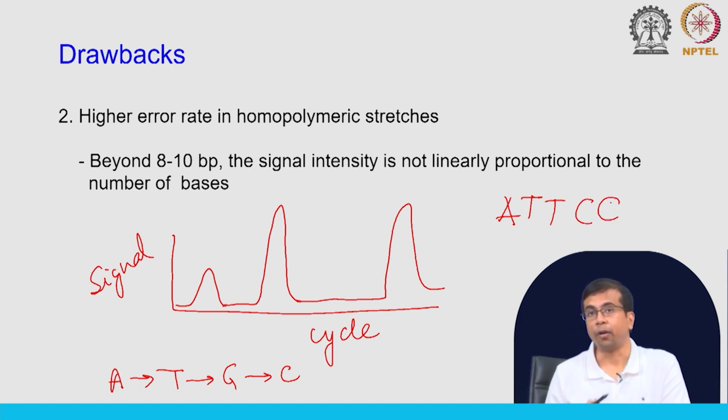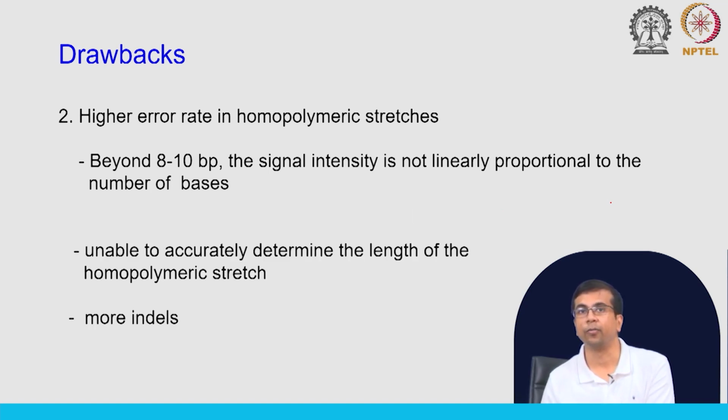Now, the problem is that beyond 8 to 10 base pairs this signal intensity is not proportional to the number of bases, okay. As we have seen in the case of 454, this tends to saturate, which means beyond these 8 to 10 base pairs in homopolymeric stretch regions we will not be able to accurately determine the length of the stretch, right, and we will also have more indels, or insertions and deletions, that will be detected.